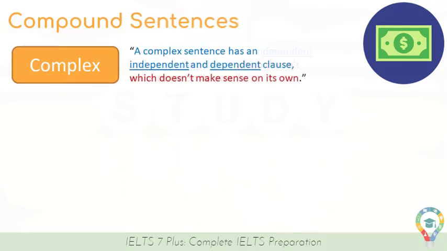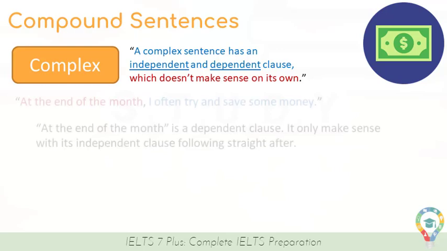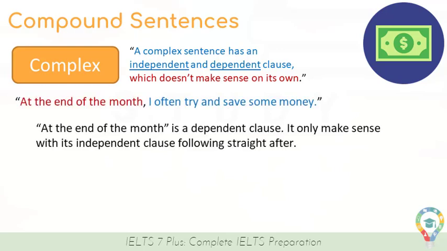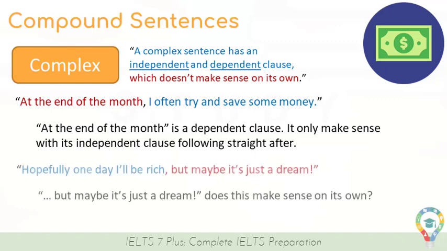So a complex sentence has an independent and dependent clause, which doesn't make sense on its own. Let's see an example now around the topic of money and finance. At the end of the month, I often try and save some money. At the end of the month is a dependent clause. It needs the independent clause to make sense. Let's take a look at a second example.